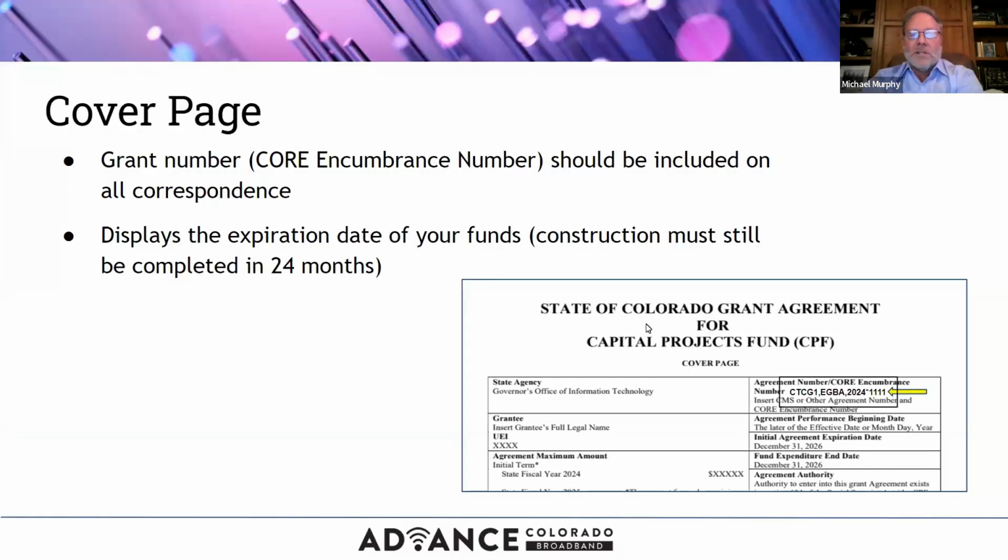What you'll notice on the first cover page is where you're going to find your grant number, in other words, called the core encumbrance number. You need to make sure that you recognize that number, and it's on all communications to and from the CBO when you're discussing or raising concerns on this grant. That is how we identify and keep track of it.